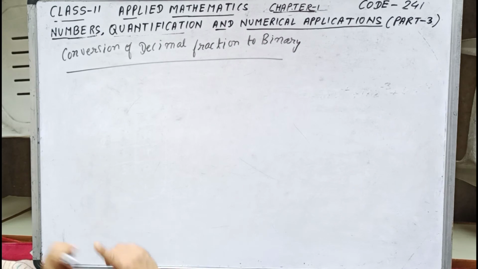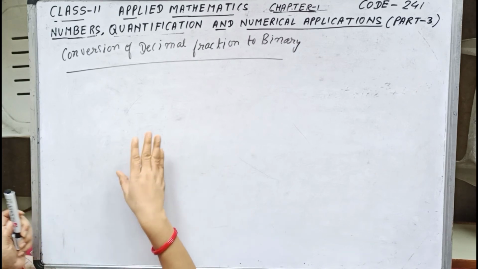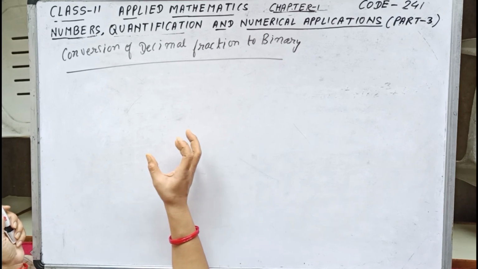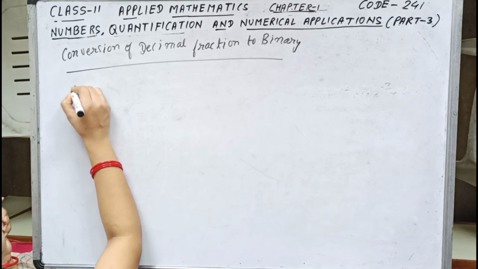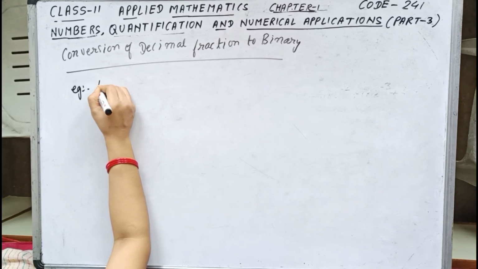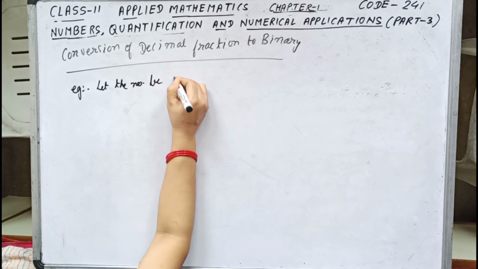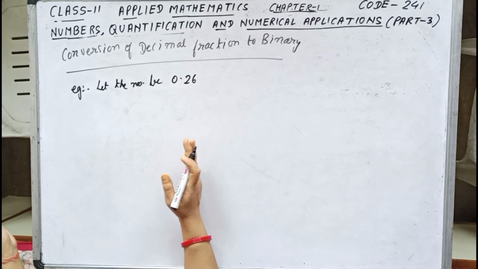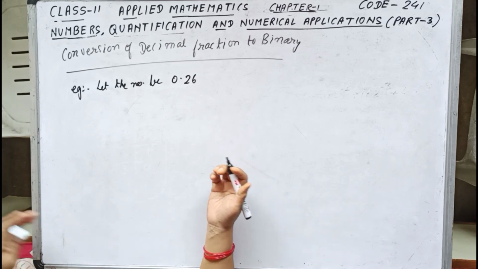Now let us understand the conversion of a decimal fraction to binary form. In the last example we learned how to convert a whole number to a binary number. Now let us understand the conversion of a decimal fraction to a binary number. So for example, let the number be suppose 0.26 we are taking. Now in this we will be going on multiplying with 2. There we were dividing with 2, here we will go on multiplying with 2.